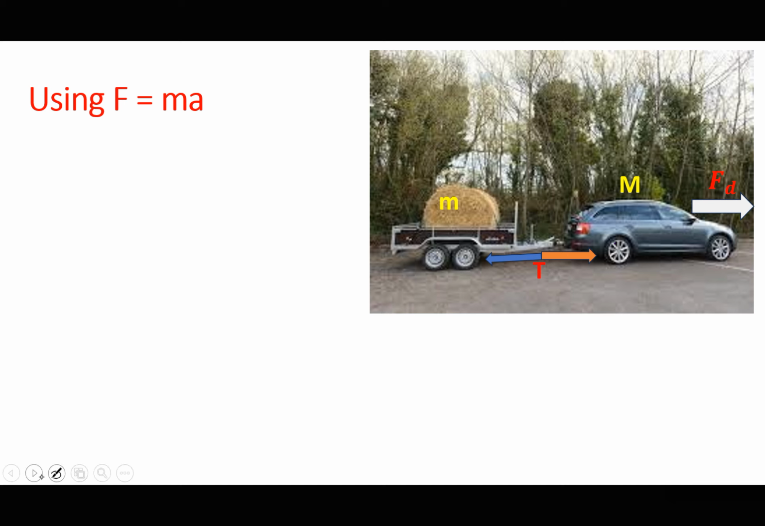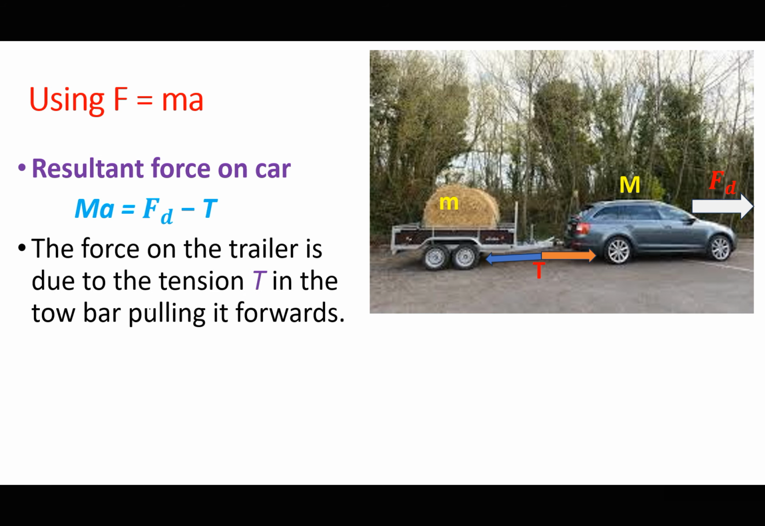So that means the resultant force on the car alone is going to be ma, which will be Fd minus T. But then, if we consider the trailer, the force on the trailer is due to the tension in the tow bar pulling it forwards. So this force here is the only force acting on the trailer, which is pulling it forward. And this is going to be the resultant force on the trailer. Therefore, small m times a should be equal to the tension.